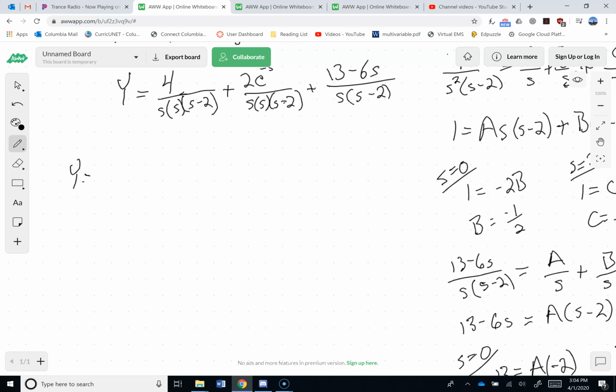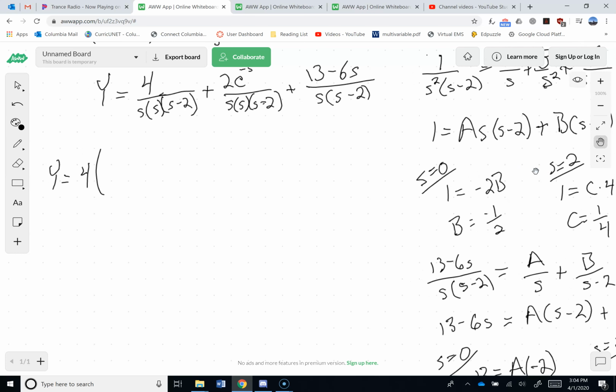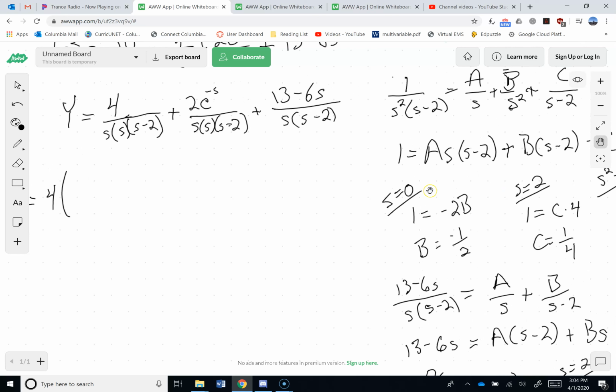All right, so I think I have y is 4 times... Where'd you go? There you are. Sorry, I wandered over to the side. And then I need my numbers, which were, let's see. So A was minus a quarter. So I had minus a quarter times 1 over s plus minus a half times 1 over s squared.